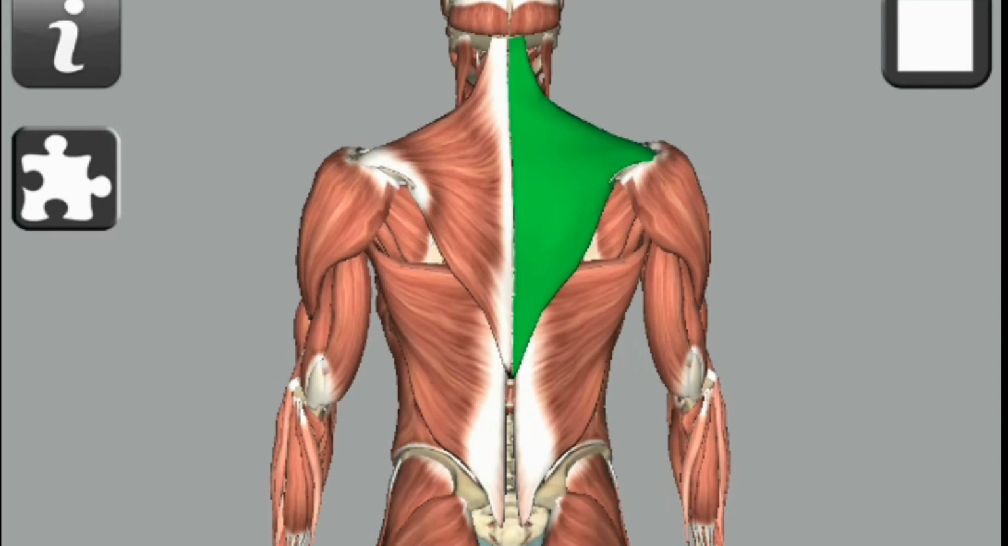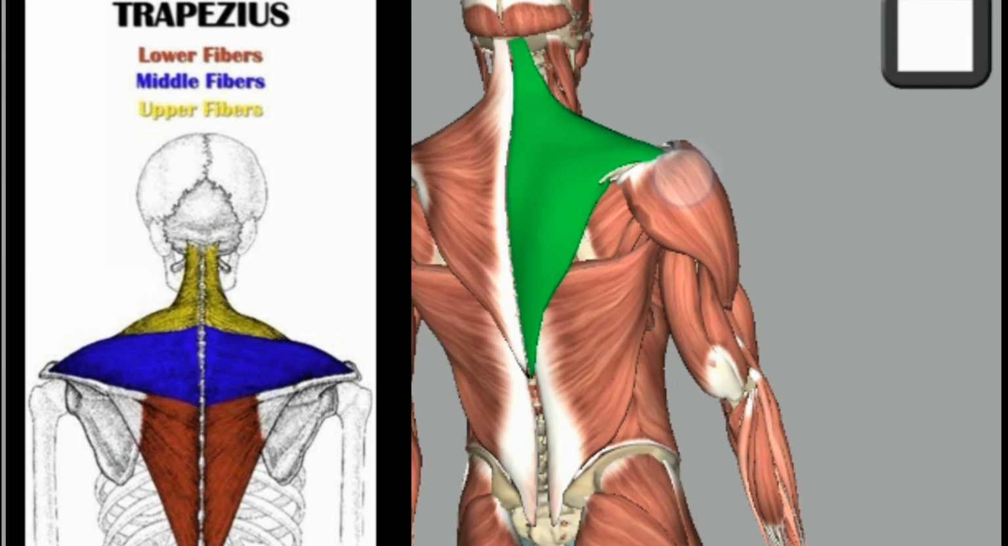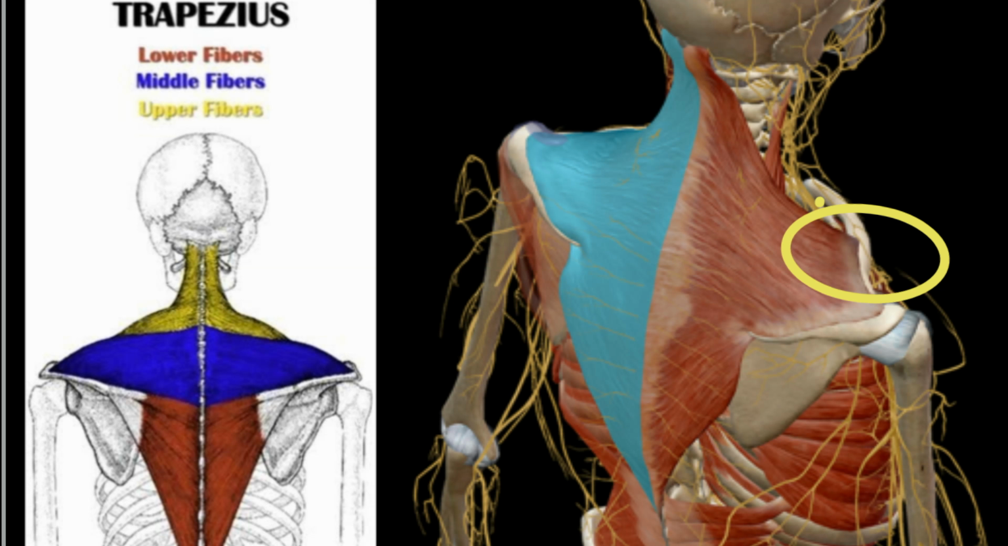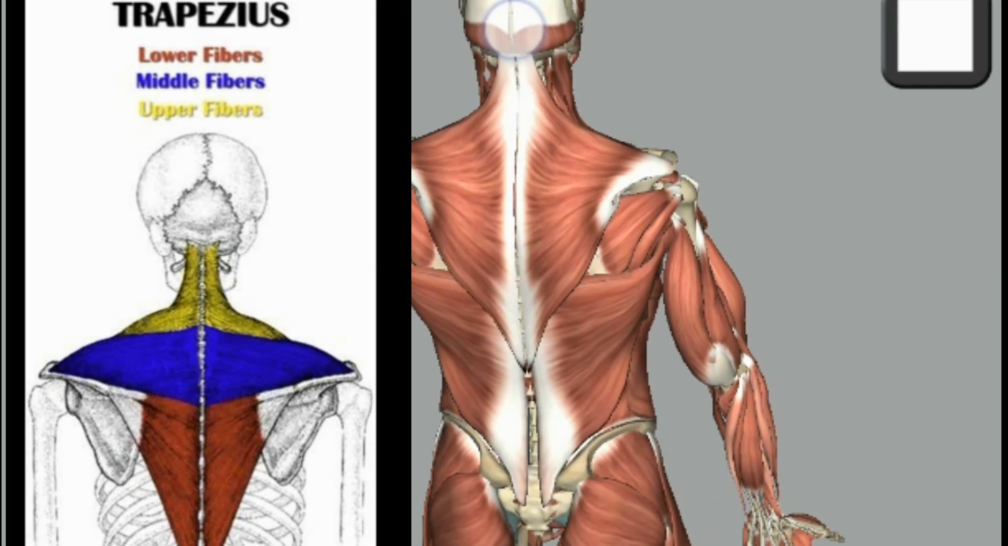Now we will see the insertion of the trapezius muscle. Upper fibers of the trapezius muscle are inserted into the posterior border of the lateral one-third of the clavicle, and the middle fibers are inserted into the medial margin of the acromion process and the upper lip of the crest of the spine of the scapula, and the lower fibers are inserted on the apex of the triangular area at the medial end of the spine. And the nerve root supply is the C3 and C4 nerve root of the spinal cord.